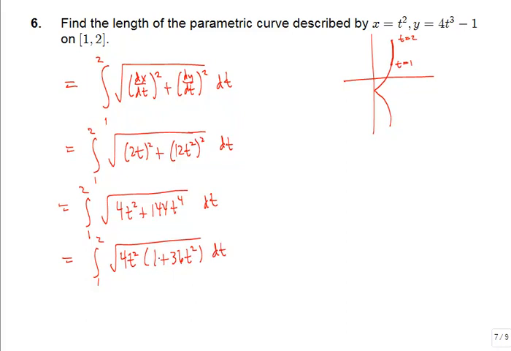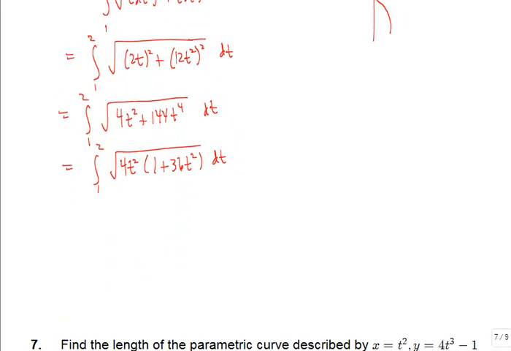And the 4t squared is a nice perfect square. So that's actually going to simplify when I take the square root of it into just a 2t. But the square root will still be around the 1 plus 36t squared dt. Now remember that arc length integrals tend to be tough ones to integrate. You can't always do them.